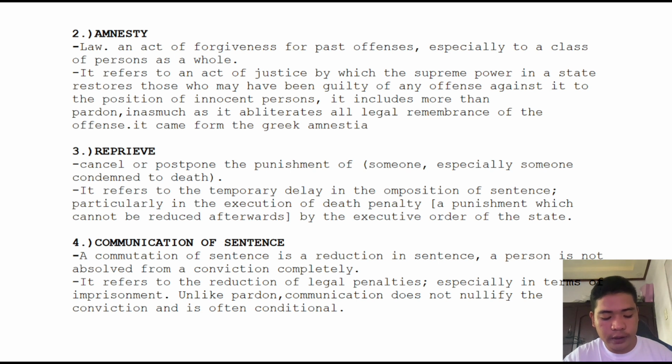And the number 4 is commutation of sentence. It refers to the reduction of legal penalties, especially in terms of imprisonment. Unlike pardon, commutation does not nullify the conviction and is often conditional. Commutation po para sa akin ay halimbawa ang hatol ng kamatayan ay maaaring gawing sentensya ng pagkakakulong ng habang buhay.